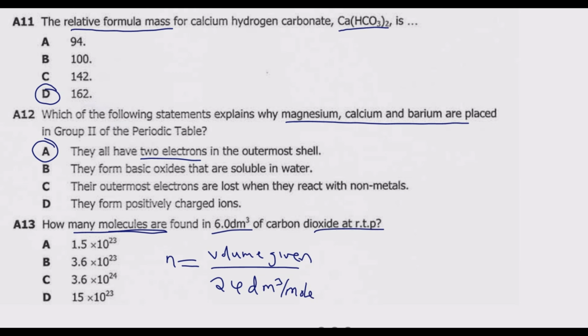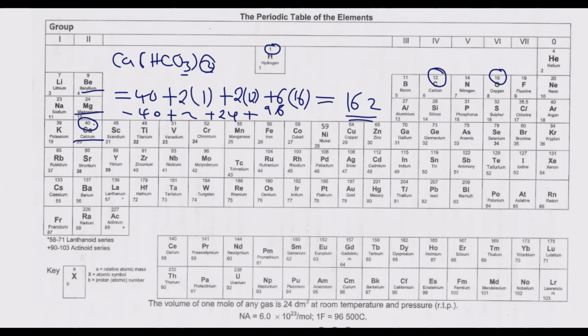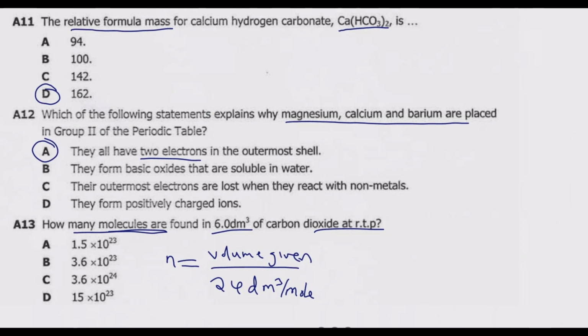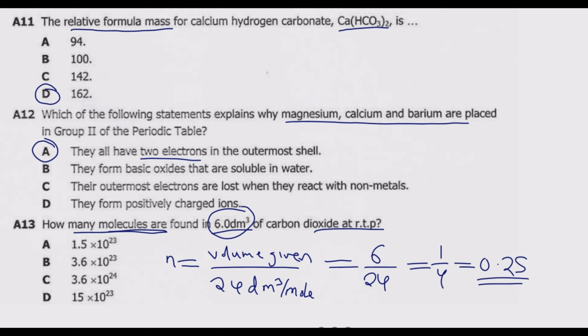If you forget that, you can always find it on the periodic table. You will notice that this is given below the periodic table. This is what we are using, so you can go back and substitute. The volume should always be in decimeters or liters, which are the same. So it will be 6 divided by 24. When we use our calculator, we discover that this is 1 over 4, which is the same as 0.25. This 0.25 is the moles.